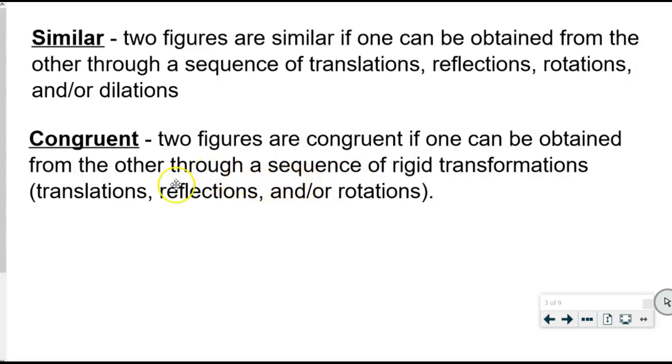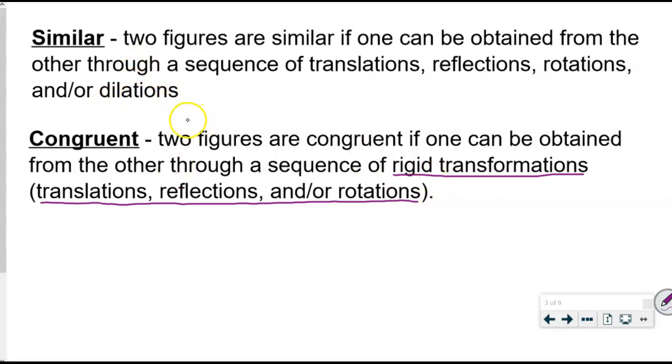The definition of congruent, we have stated a couple ways. We've said two figures are congruent if one can be obtained from the other through a sequence of translations, reflections, or rotations, but we've also defined it as through a sequence of rigid transformations. One thing I want to make clear: all of last unit we used this word rigid transformations. The word rigid transformations refers to translations, reflections, and rotations. Rigid because they're strict. They keep all of the properties. Notice now dilations are not a rigid transformation.